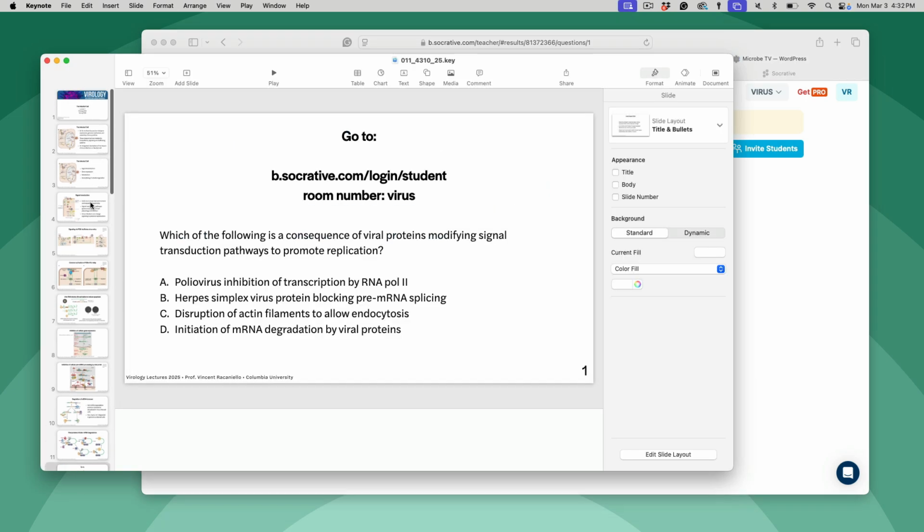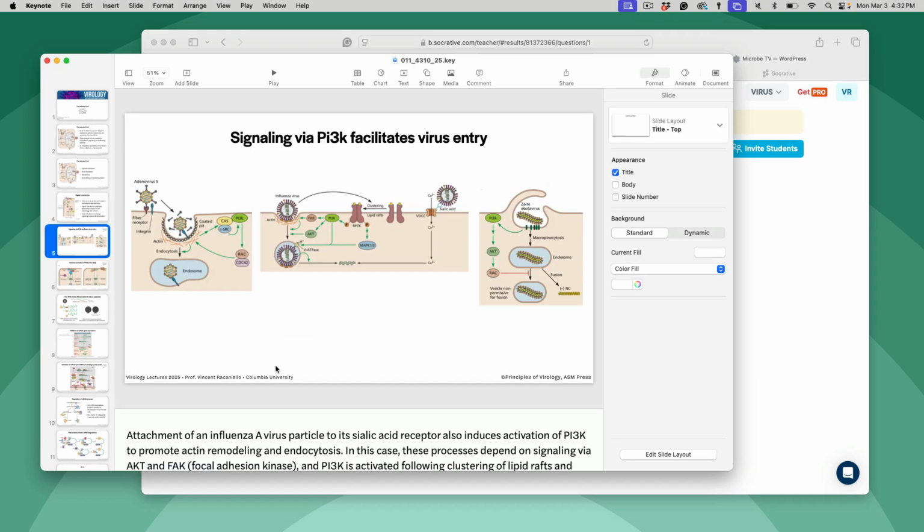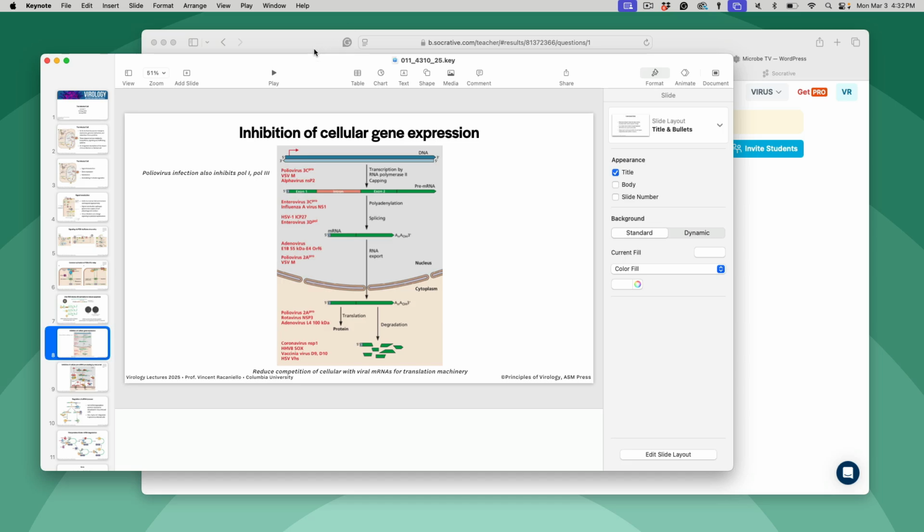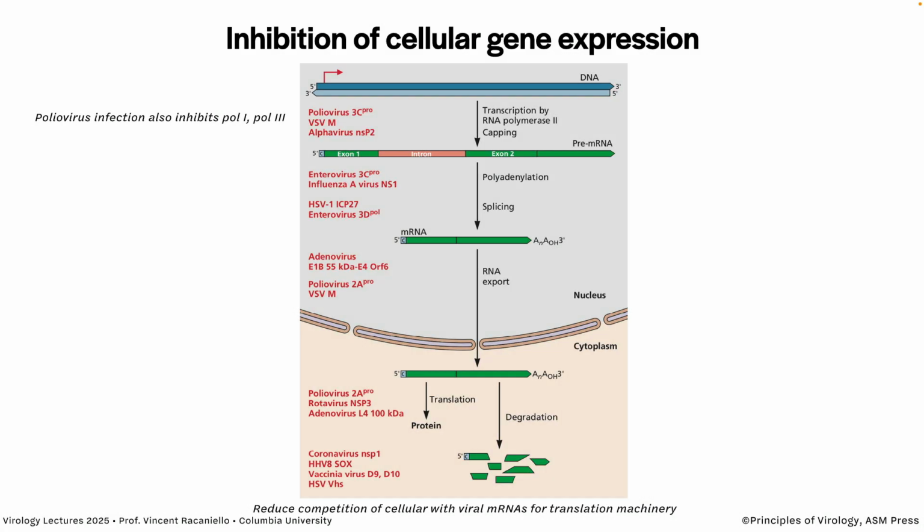Let's go back to this. So here, in two cases, we have disruption of actin microfilaments by signaling pathways. So these signaling pathways involve binding to receptors and then signals going, these green arrows, to various protein complexes. Whereas these inhibitions of gene expression, they're just the production of viral proteins which then inhibit the cellular process.